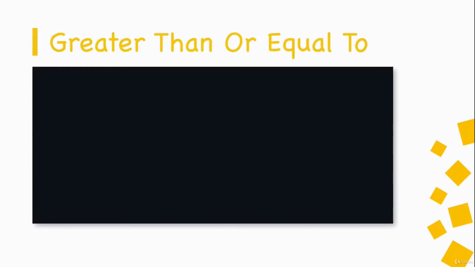Now let's talk about the greater than or equal to operator. The greater than or equal to operator works exactly like the greater than operator, but it also returns true if the values are equal. So it's pretty simple. So 5 is greater than or equal to 2, it returns true. Because 5 is indeed greater than 2. It's not equal to 2, but it doesn't matter. 5 is greater than 2, and that's why it returns true.